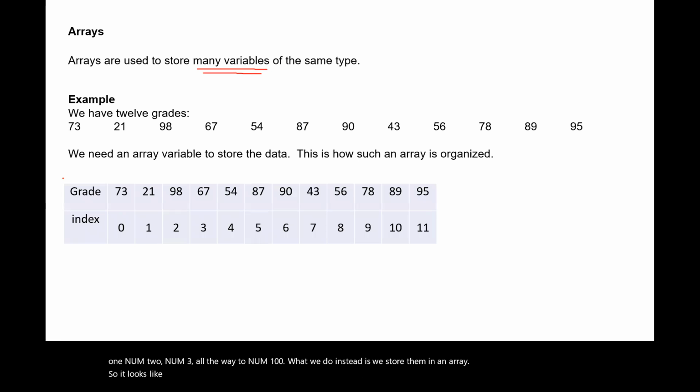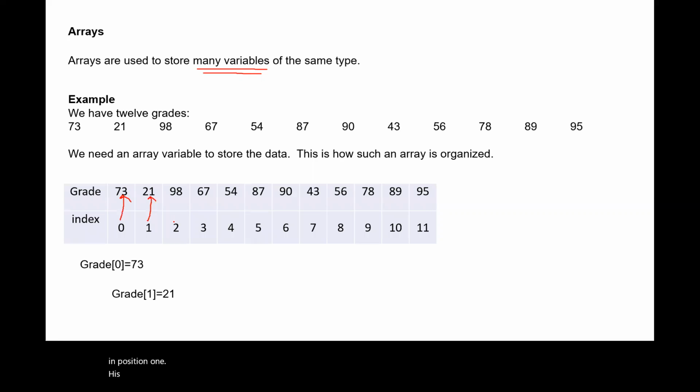This is your array. It's called grade. And in position 0 is grade number 73. In position 1 is grade number 21. And in position 2 is grade number 98.